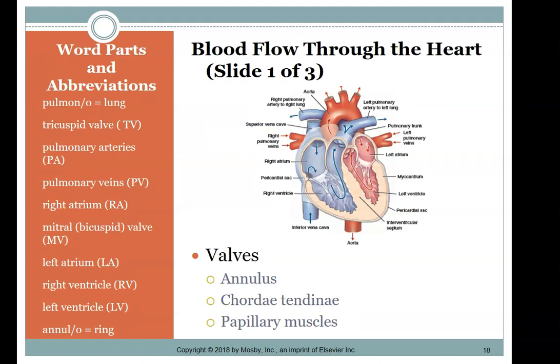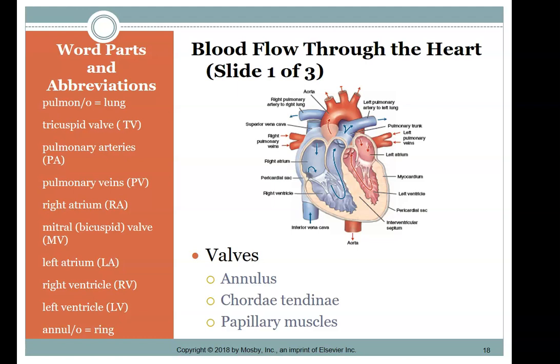The blood flow through the heart. The valves. Each valve has a fibrous ring at its base called the annulus. The bicuspid valve has two leaflets that are attached to two nipple-like papillary muscles by the chordae tendineae, which are cord-like tendons. The papillary muscles open and close the heart valve. The tricuspid valve has three leaflets attached to the three papillary muscles, connected again by the chordae tendineae.